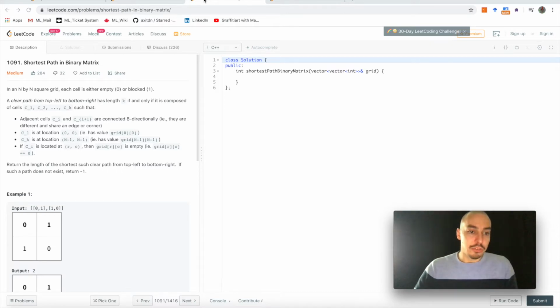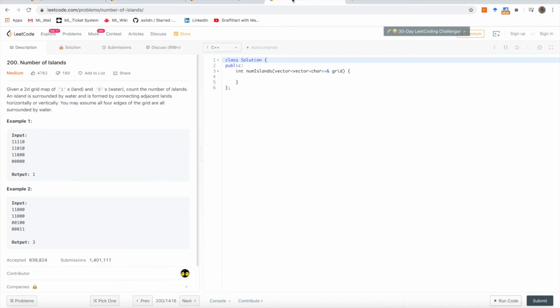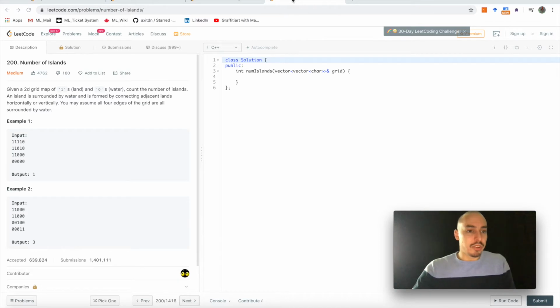Return the length of the shortest such clear path from top left to bottom right. If such a path does not exist, return -1. Now have a look at the last problem. 200, number of islands, medium. Given a 2D grid map of ones as land and zeros as water, count the number of islands.